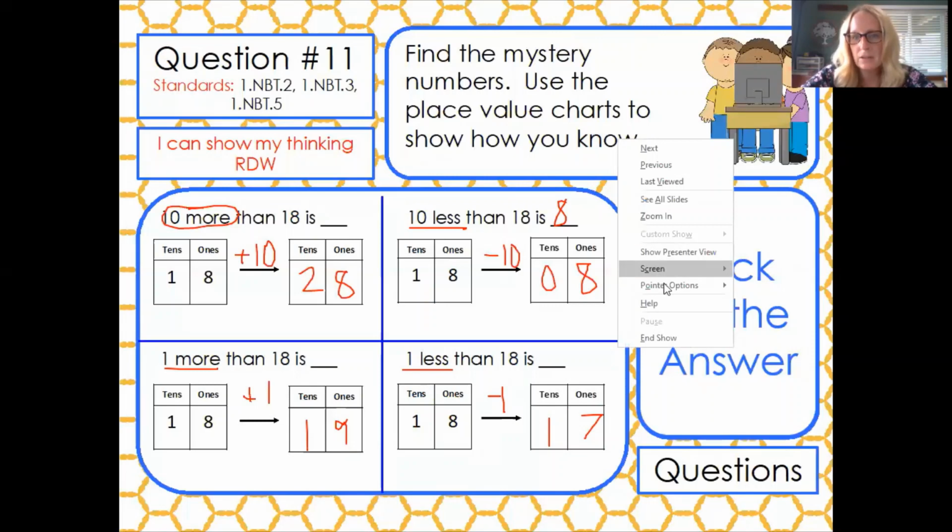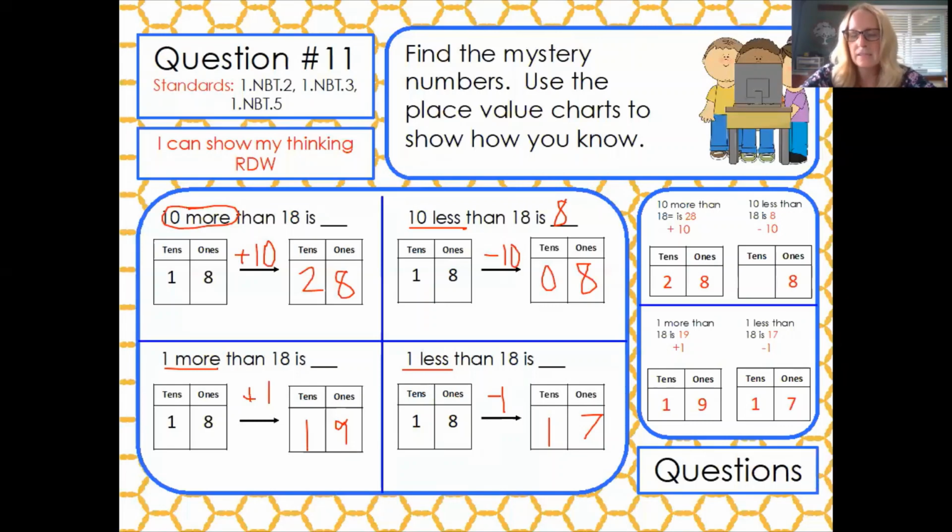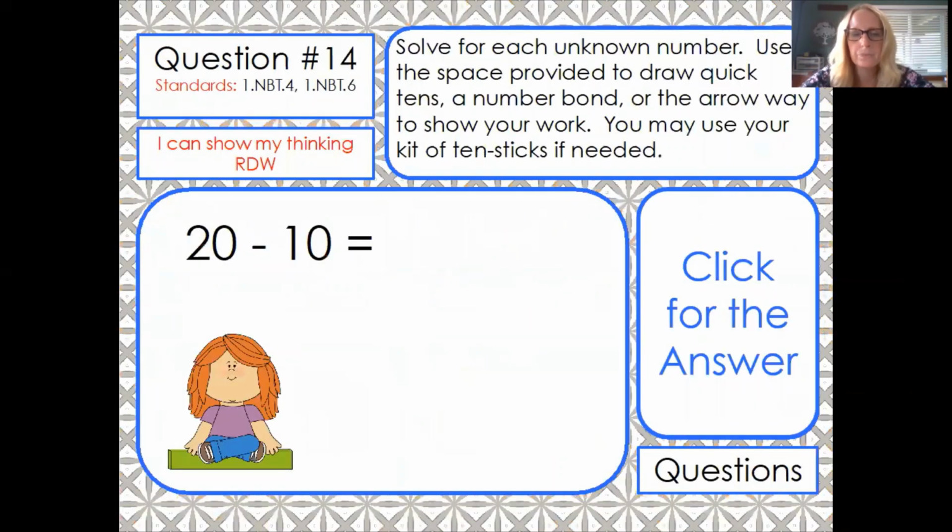So we did a great job with the arrow method, and our answers should be the same as the ones on my screen. Let's continue. Now, boys and girls, we're going to do some work with subtracting double-digit numbers. When you subtract, you could use a couple different strategies.